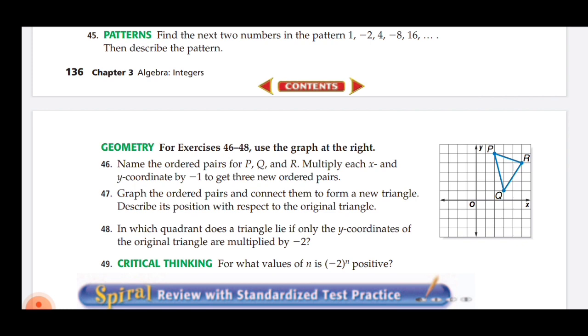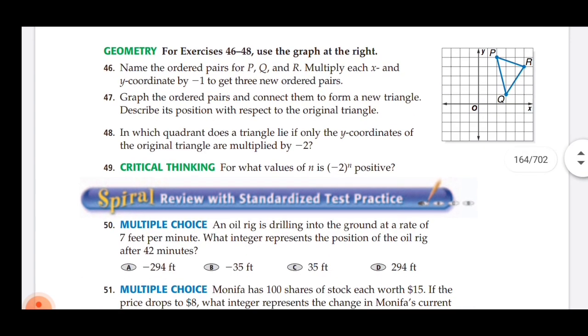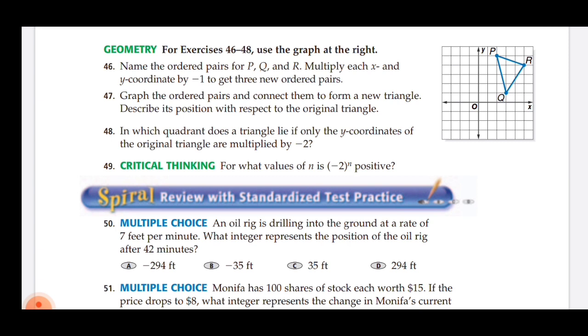48. In which quadrant does a triangle lie if only the y coordinates of the original triangle are multiplied by -2? 49. Critical thinking. For what values of n is -2n positive? Spiral review and standardized test practice.